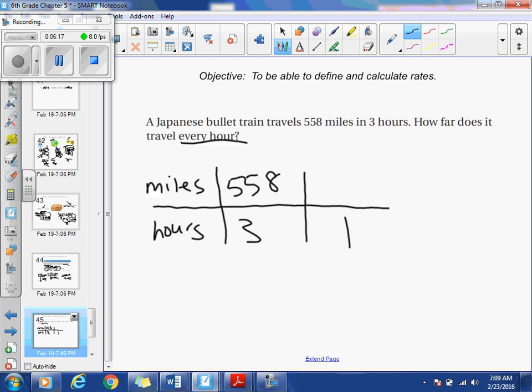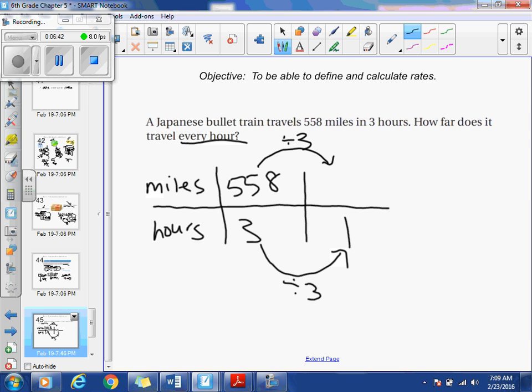Remember from the lemonade experiment in class, to create an equivalent ratio, you can only multiply or divide. The recipes of lemonade we made that were adding or subtracting tasted really bad. So you can only multiply or divide. So we're going to ask ourselves, how did they get from 3 to 1 by multiplying or dividing? They divided by 3. They took our number of hours and divided it by 3. So then we need to take our number of miles and also divide it by 3.